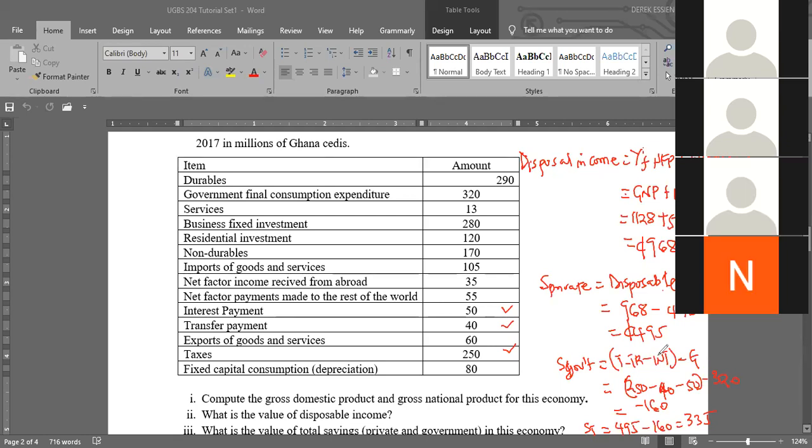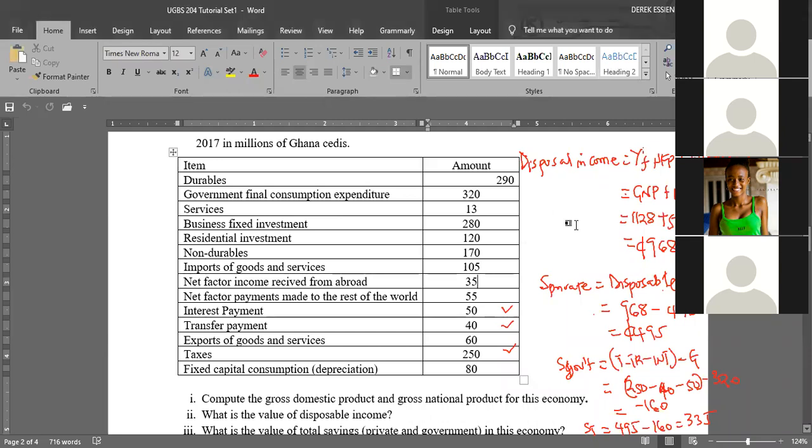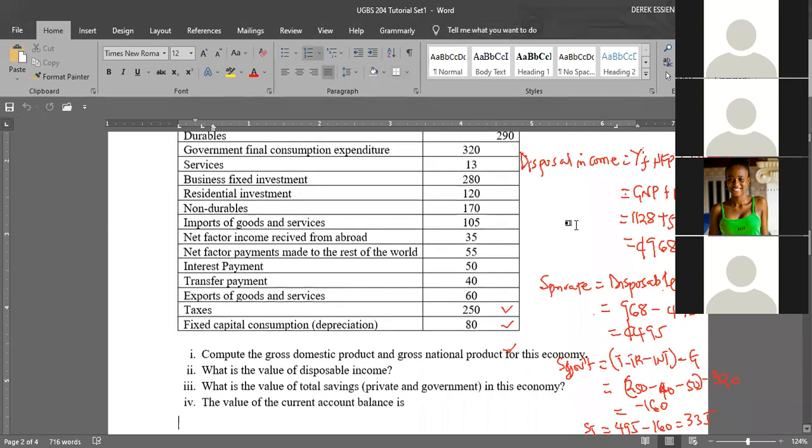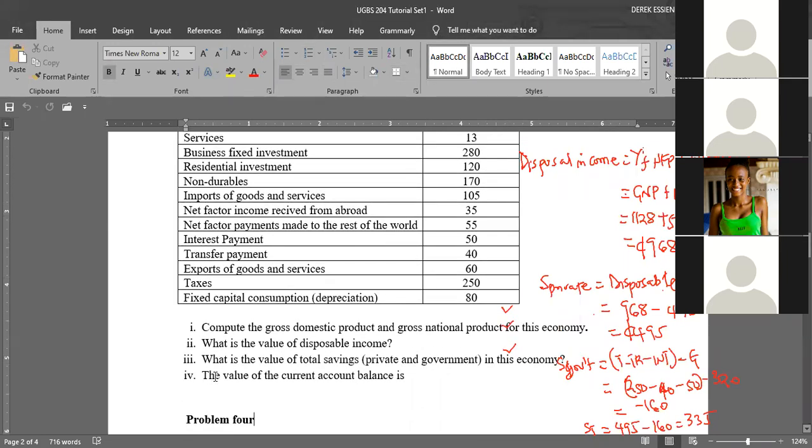What is the last question? The last question is asking us to do what? Please scroll up a bit. Okay, so the last question is asking us to do what? The value of the current account balance.